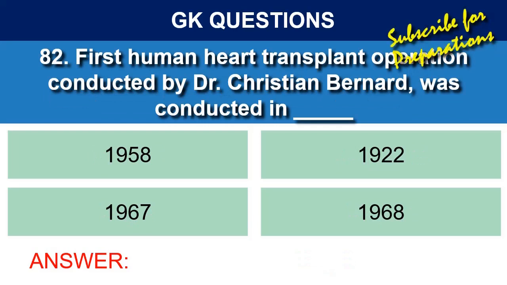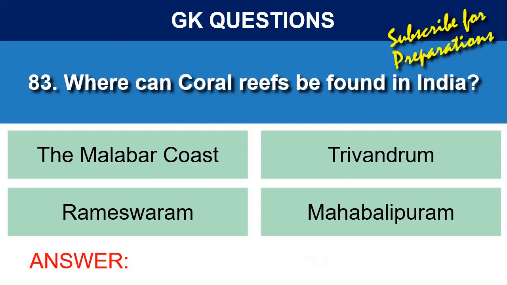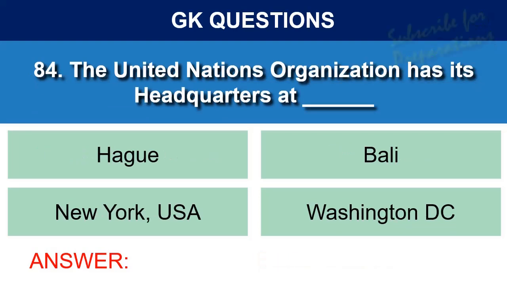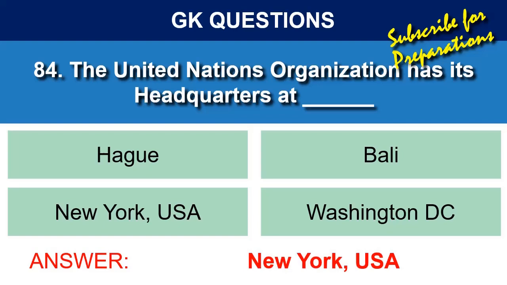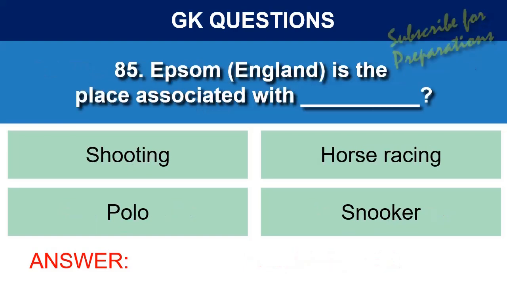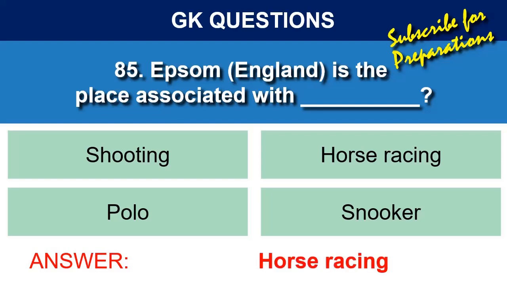First human heart transplant operation conducted by Dr. Christiaan Barnard was conducted in 1967. Where can coral reefs be found in India? Rameswaram. The United Nations organization has its headquarters at New York, USA. Epsom is the place associated with horse racing.